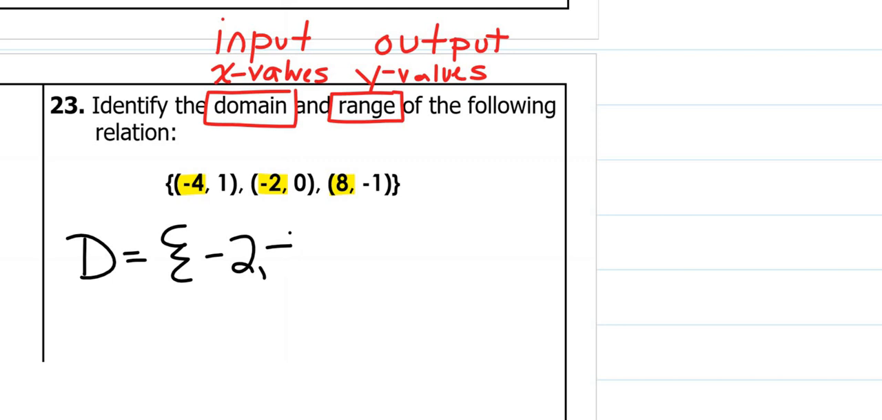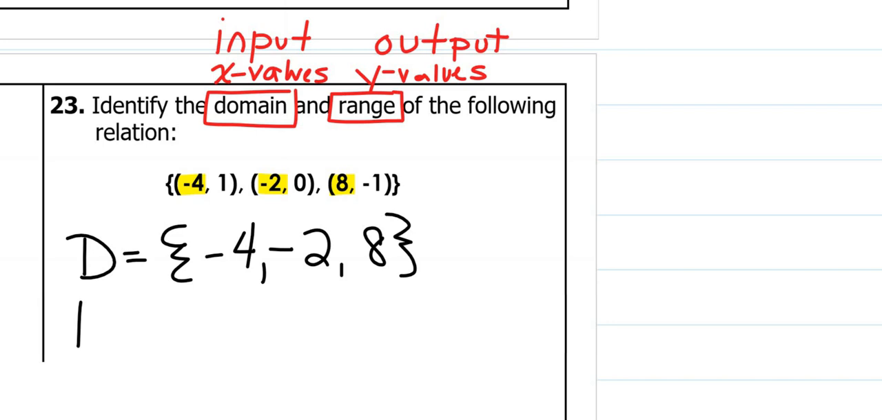fix that. That's not the smallest. Our smallest is -4. That's more negative than -2. -2, and then lastly 8. So this is our set notation. It's those curly brackets, and then you list out all of the x values.